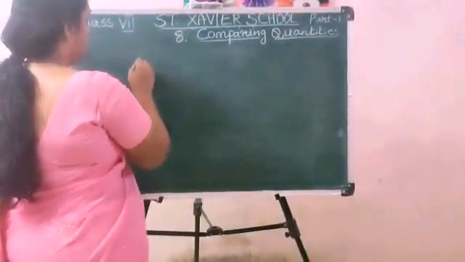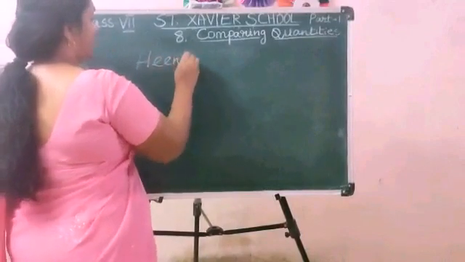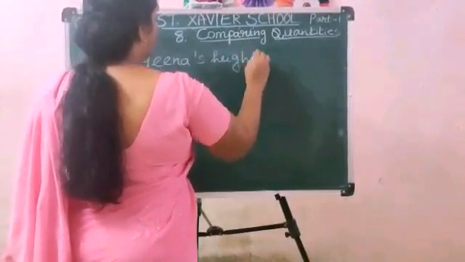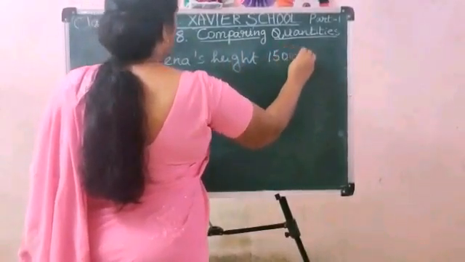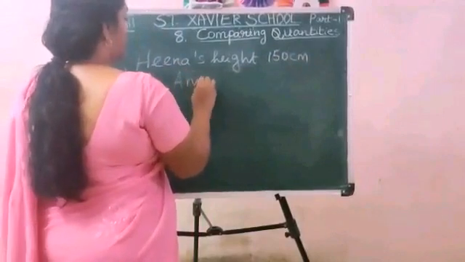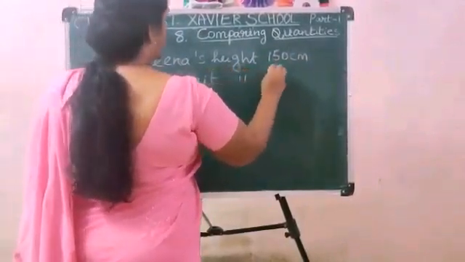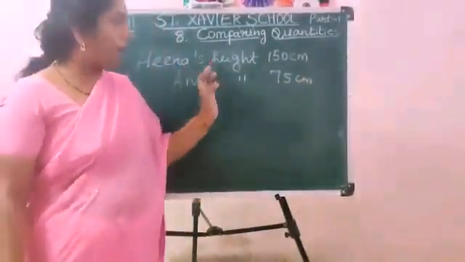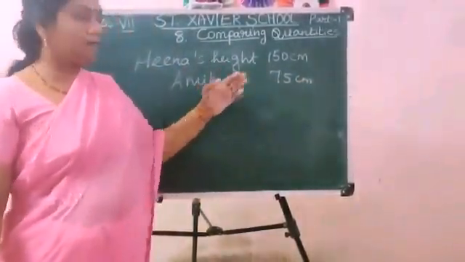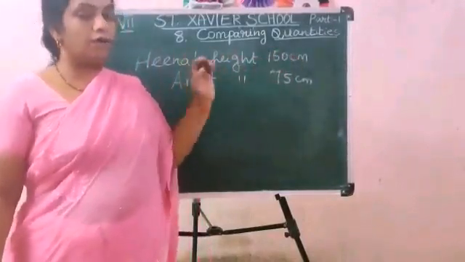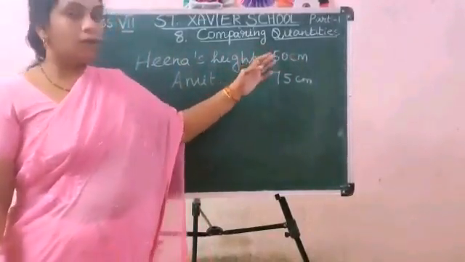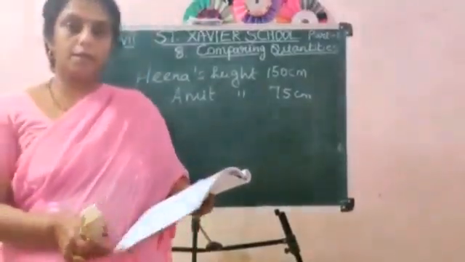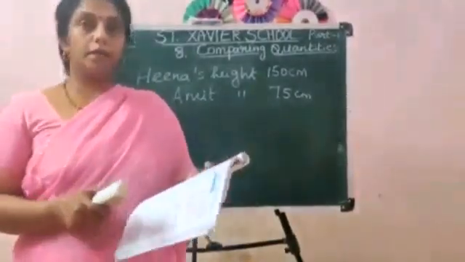Hina's height is 150 centimeter. Amit's height is 75 centimeter. So we are comparing both the heights. One is 150 centimeter, the next one is 75 centimeter. So here the comparison describes a certain quantity in certain times.